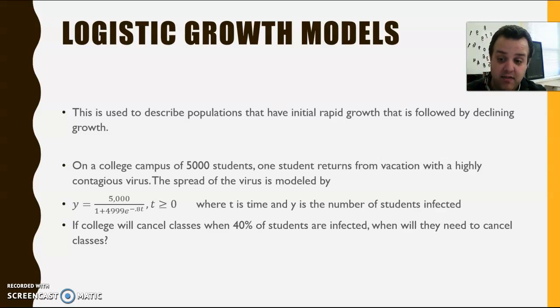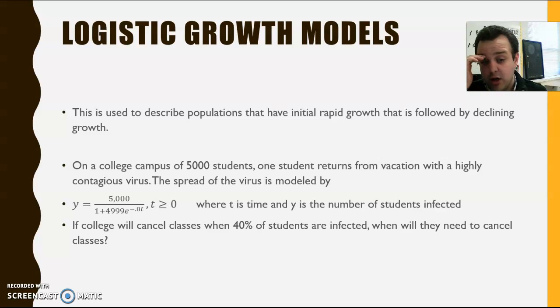So we're going to give an example of a college campus. There's a highly contagious virus. The virus is modeled by that equation right there. T is time, and Y is the number of students that are infected. If the college decides that, hey, 40% of students have this virus, we're going to cancel classes, when would they need to cancel? How many days would we expect to go by? T is time in days, by the way. How many days would we expect to go by before we have to cancel classes, okay?